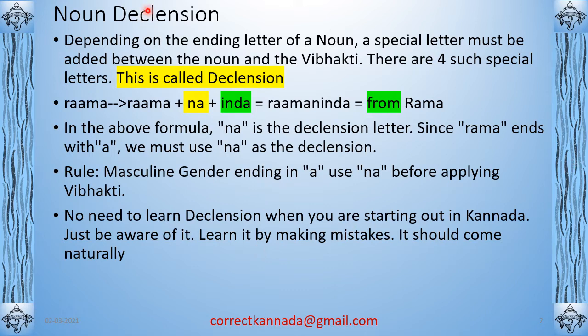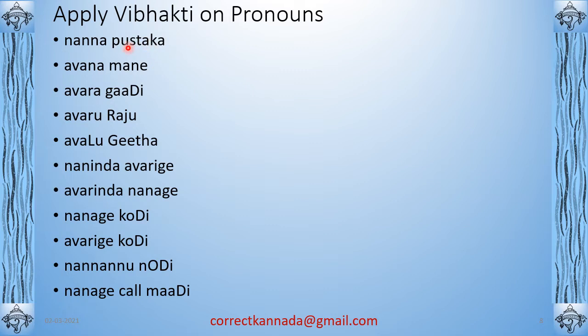Let's move on. So declensions are what you apply on nouns. Vibhaktis are also suffixes on nouns. Just remember that. So when you're learning, apply vibhakti on pronouns and learn. For example, Nanna Pustaka means my book. Avana Mane, his house. Avara Gadi, his vehicle. Avaru Raju, he is Raju. Avalu Gita, she is Gita. Nanninda Avarige, from me to him. Avarinda Nanage, from him to me.